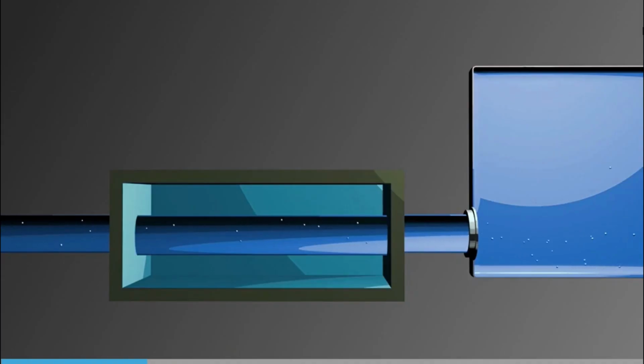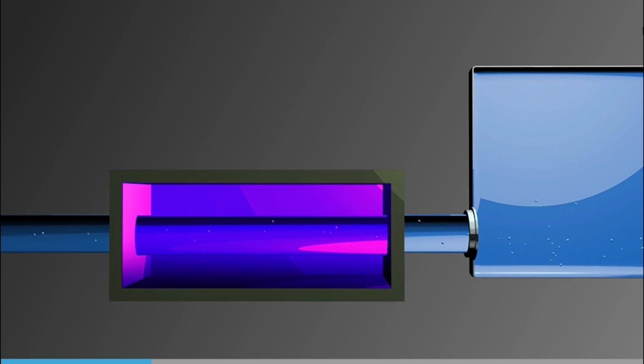UV systems generally use filters and ultraviolet light. UV light kills or inactivates organisms by disrupting their DNA, leaving them unable to perform vital cellular functions. The efficiency of systems using UV light depends on total suspended solids, TSS, and the opacity of the water, in other words, how cloudy it is.